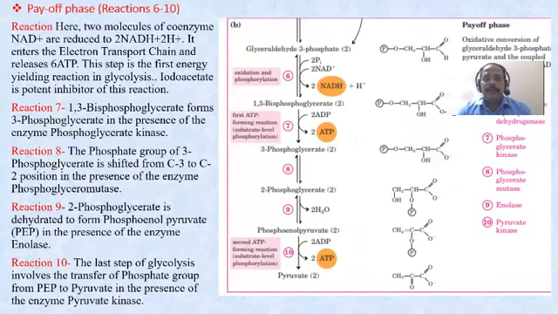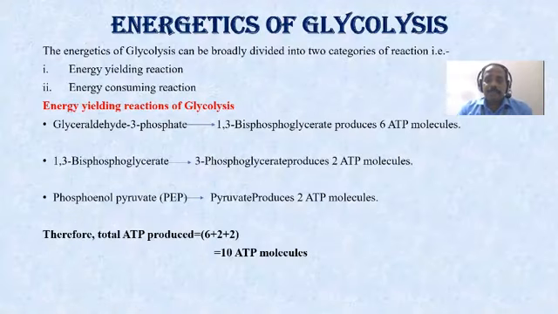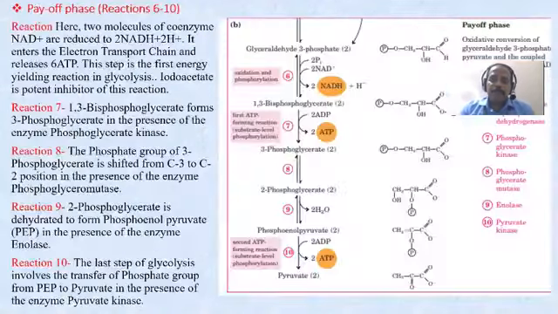So moving on to the payoff phase of glycolytic reactions, payoff is nothing but energy yielding reactions, which give energy mainly in the form of ATP. Under the payoff phase, another 5 reactions are included, which we can consider from reaction 6 to reaction 10. All these reactions are considered to be the payoff phase reactions of glycolysis.